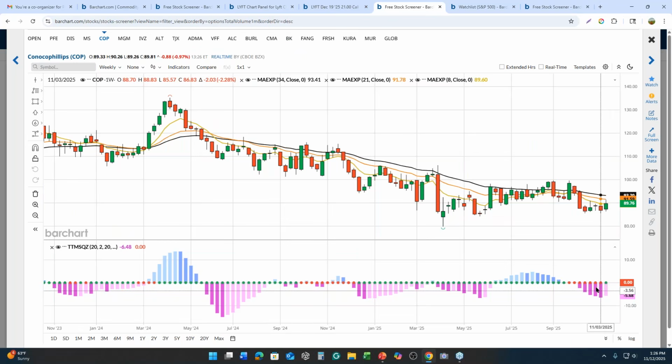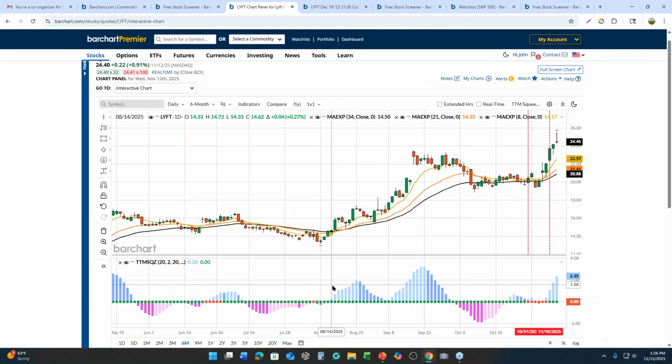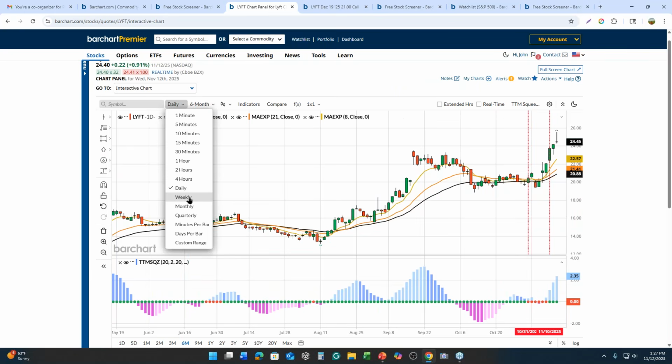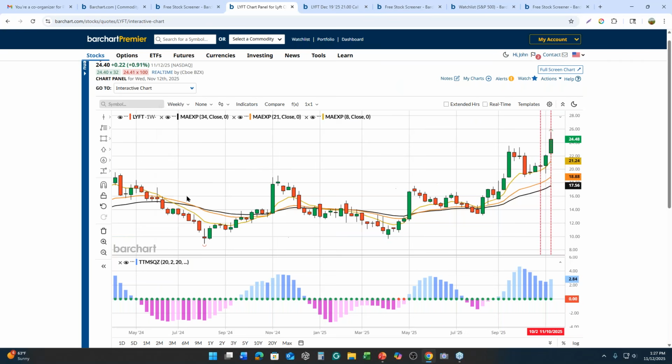Now, if we go back to Lift and I go from a daily to a weekly, notice that there is no squeeze or firing at the moment, but what do we see based on the histogram here is a supportive, bullish histogram, which will allow us to take bullish trades at the daily or intraday level.